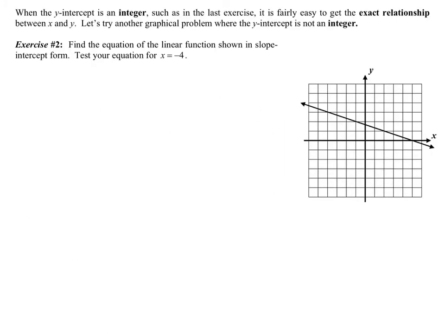So when the y-intercept is an integer, such as the last exercise, it's fairly easy to get the exact relationship between x and y. So we're going to try another graphical problem where the y-intercept is not an integer. Find the equation of the linear function shown in slope-intercept form. Test your equation for x equals -4.